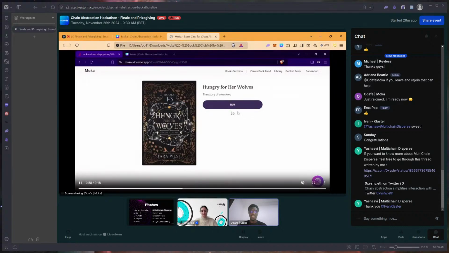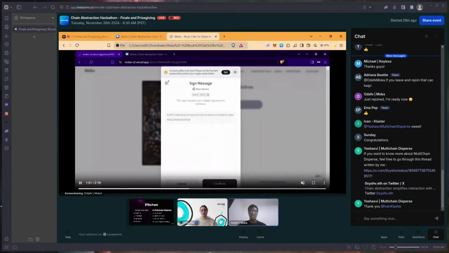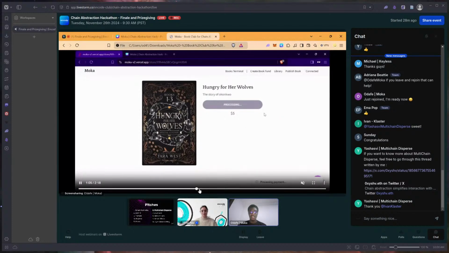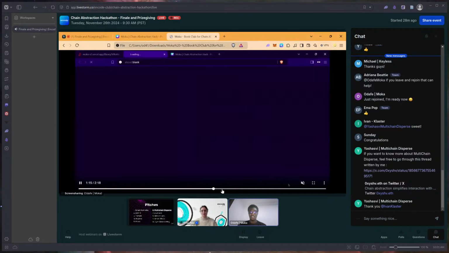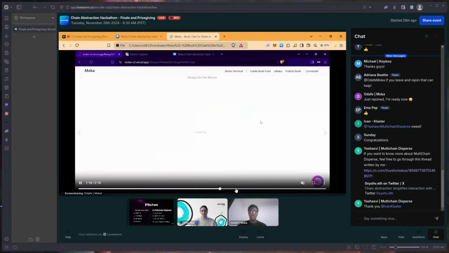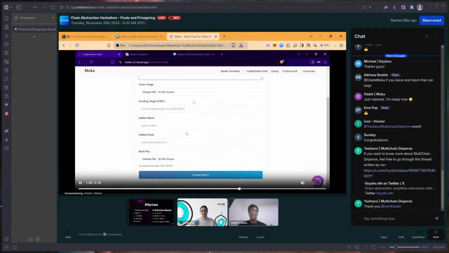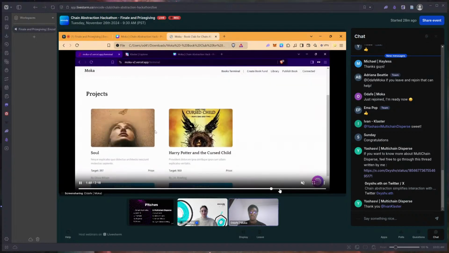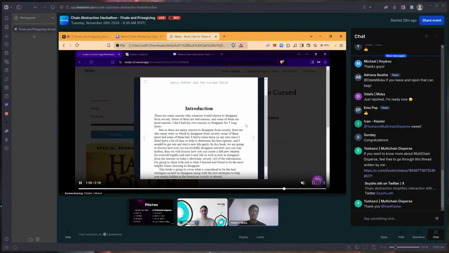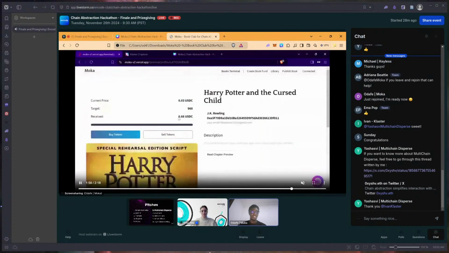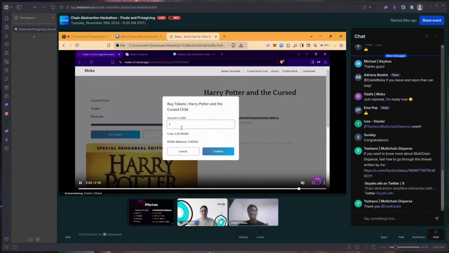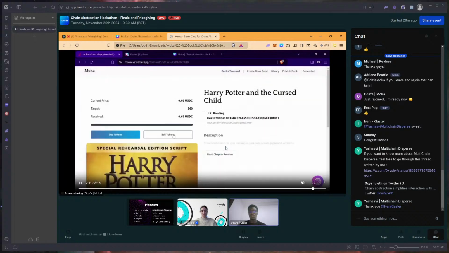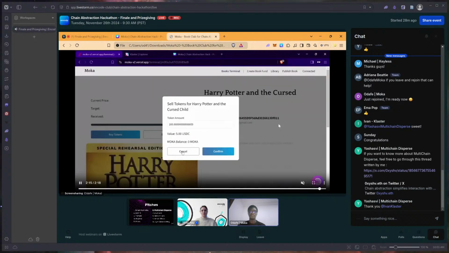So this is what it looks like to buy a book. You click buy, you confirm the transaction, and you wait for it to be confirmed. So the next thing is funding a book. This is the interface an author will use to create a book. Then for an investor, they just go to the book that they're interested in or the author of the project, they click buy tokens, they enter the amount in USDC and the price, and they get the equivalent of the token.